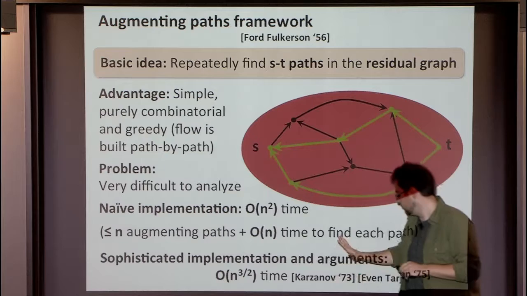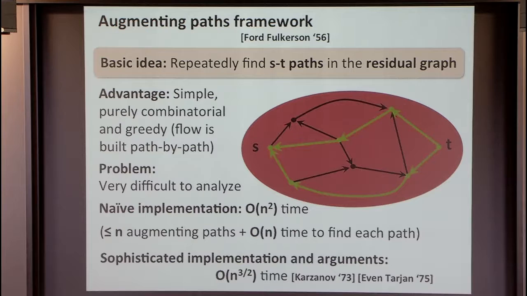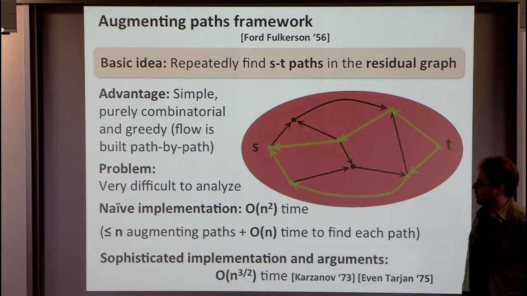But to go beyond that is actually much harder. A more sophisticated implementation and a more sophisticated argument, due again to Even, Tarjan and Karzanov, gives you n to the 3 halves. But you really have to work on it to get n to the 3 halves, especially on the data structure point. So this is essentially the state of the art in this framework.